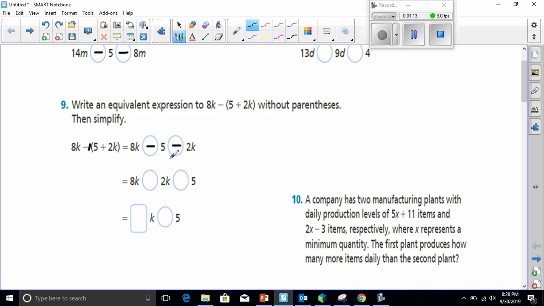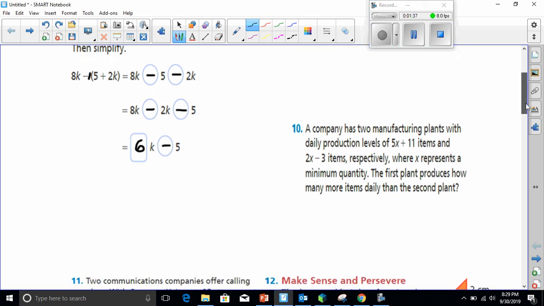Well, we're going to use our commutative property by moving our terms around. This is still a -2k, and this is still going to be a -5. Now I can combine 8k minus 2k, and 8 minus 2 is 6, so that would be 6k minus 5, and that's number 9. All right, let's go down now to number 11.